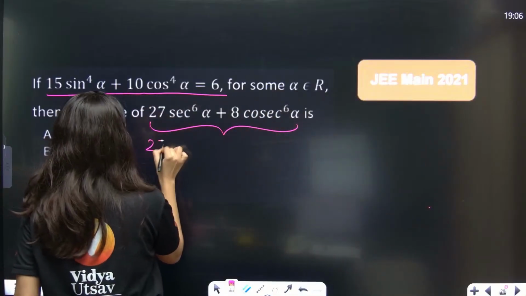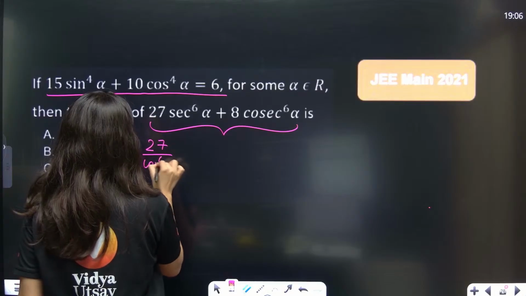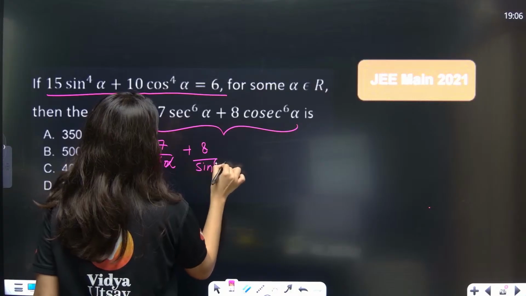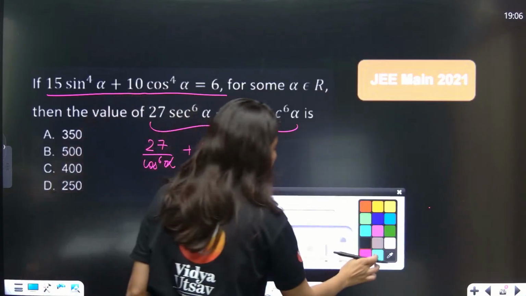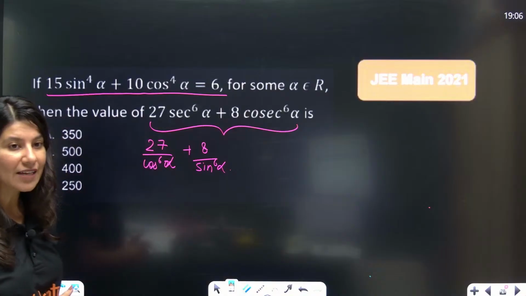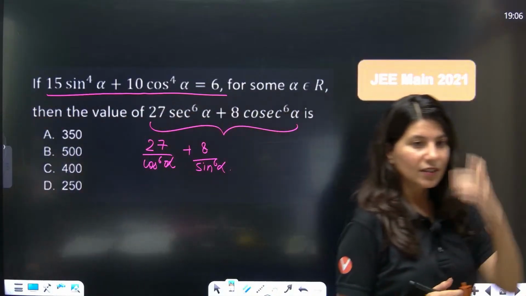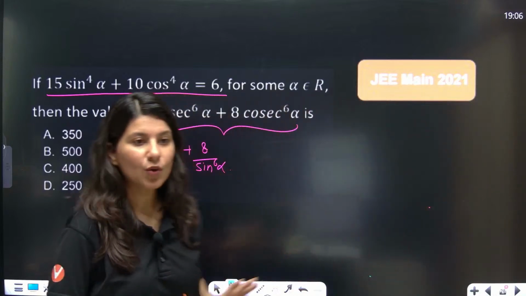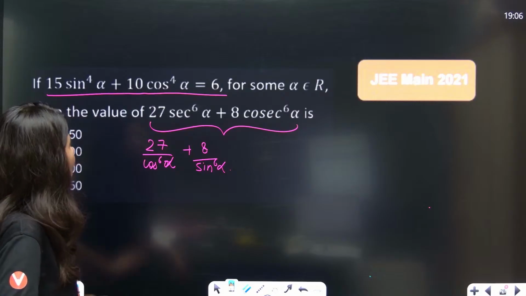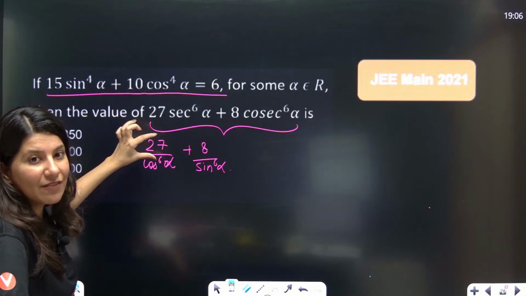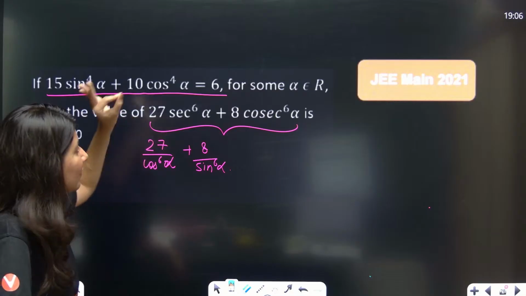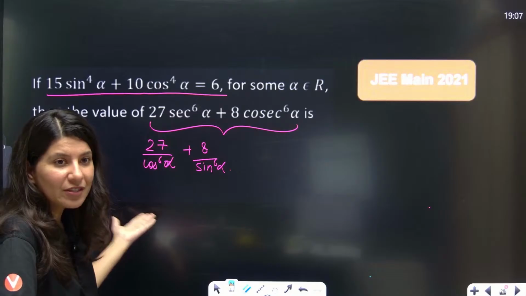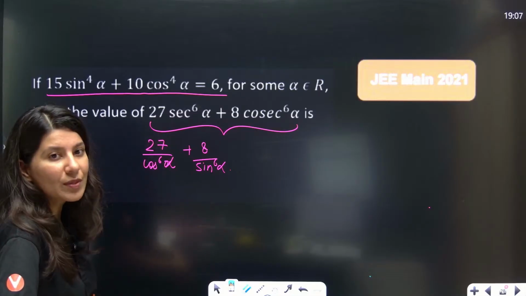See, this is actually 27 upon cos power 6 alpha plus 8 upon sine power 6 alpha. Now just tell me, what do you want? You want the sine alpha and cos alpha values to decode this question. Agree or not? If somebody comes and tells you that sine alpha is this and cos alpha is this, won't you be able to solve this question? Definitely you will be able to solve it, right?